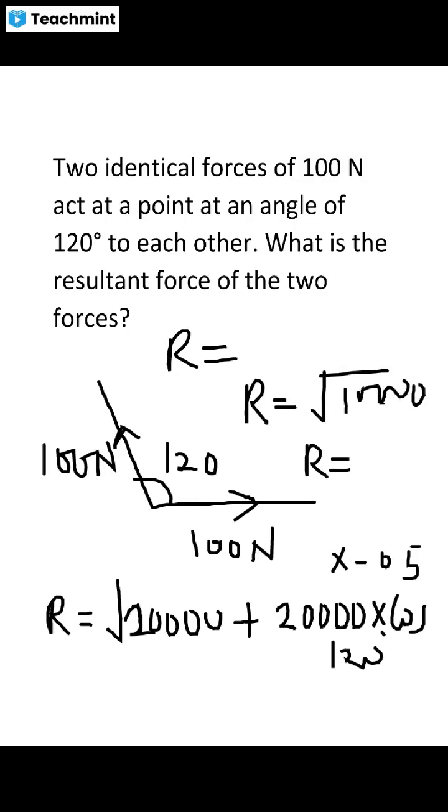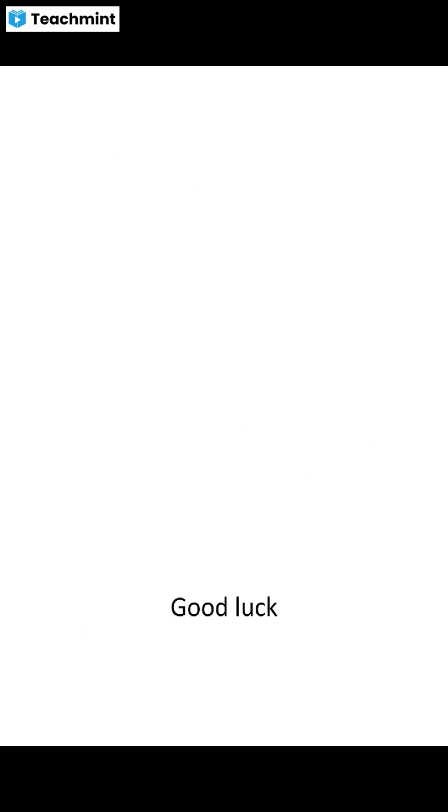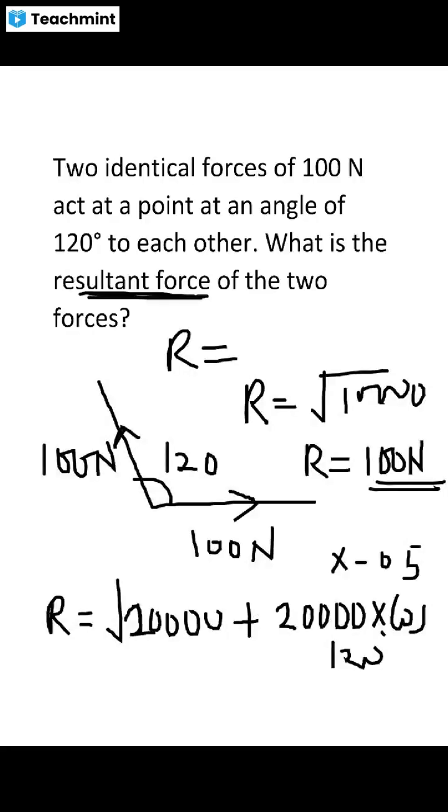So now our resultant force is going to be 100 Newton. Let's go and find, because this question asks about the resultant force. It did not ask about the magnitude of the resultant force. So you are going to calculate the angle the resultant force makes with the horizontal.